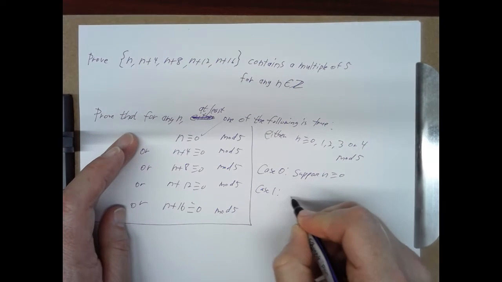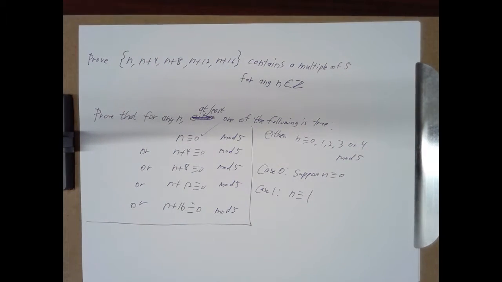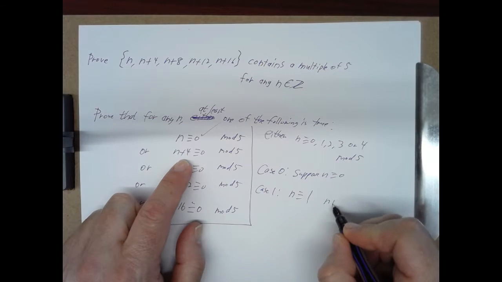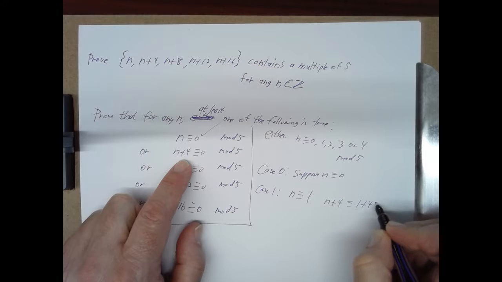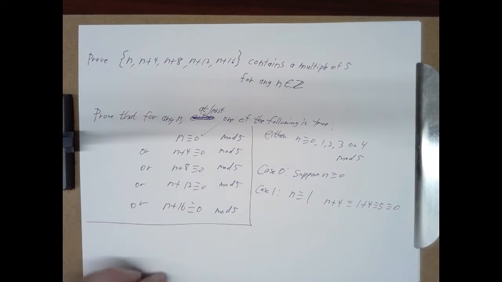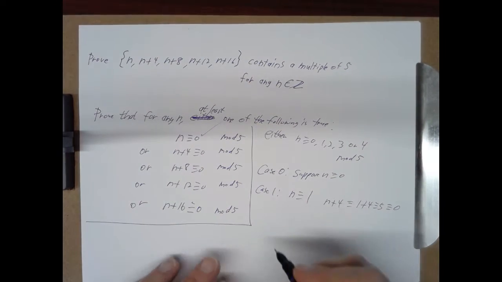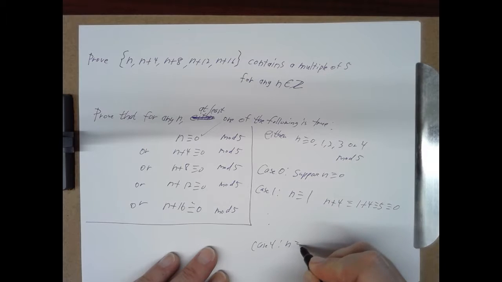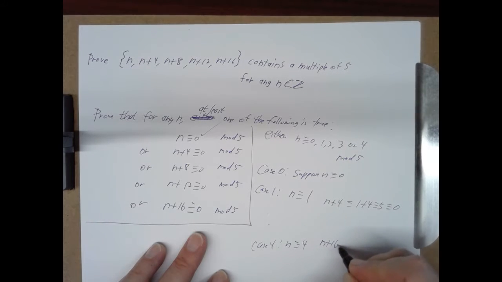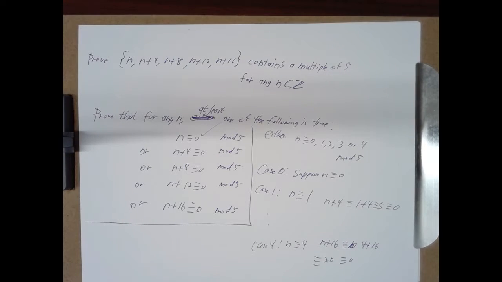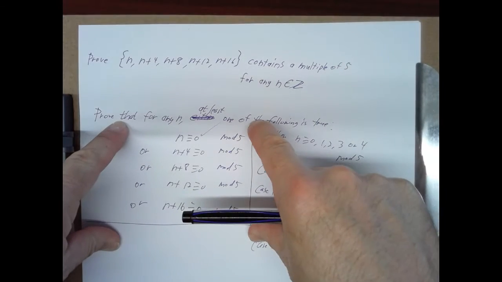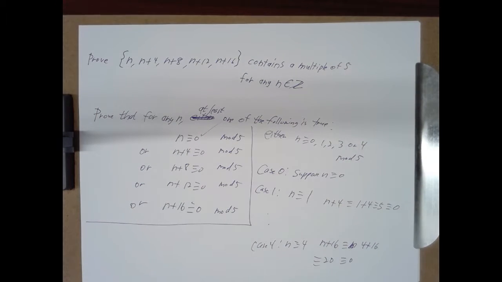Case 1, n is congruent to 1. Well, if n is congruent to 1, n plus 4 is congruent to 1 plus 4, which is 5, which is 0. So if n is congruent to 1, at least one of these statements is true. And you work through all 5 cases. Case 4, n is congruent to 4, and in that case, n plus 16 is congruent to 4 plus 16, which is congruent to 20, which is congruent to 0. And so this statement's true. So you can show that in any of the 5 possible cases, one of these statements is true. And since those are the only 5 possible cases, the statements are always true.